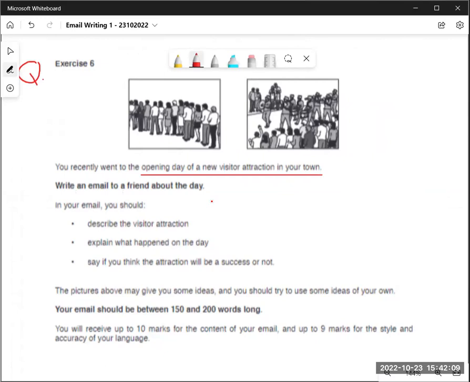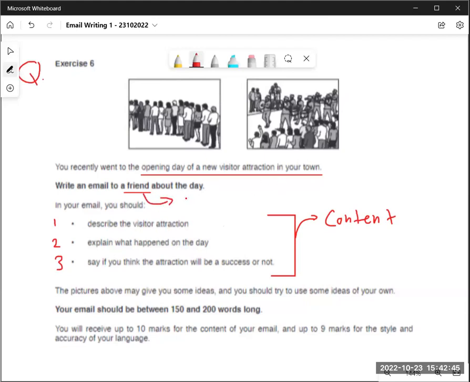All right. Now, can you quickly tell me what is the purpose of this letter? In this letter, we should be writing about an opening day of a new visitor attraction in our town. And what is the content you should finish? We should describe the visitor attraction, explain what happened on the day, say if you think the attraction will be a success or not.